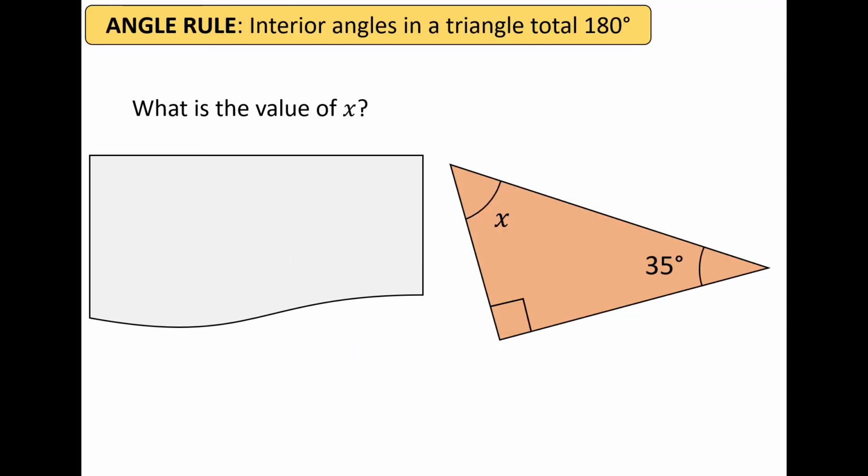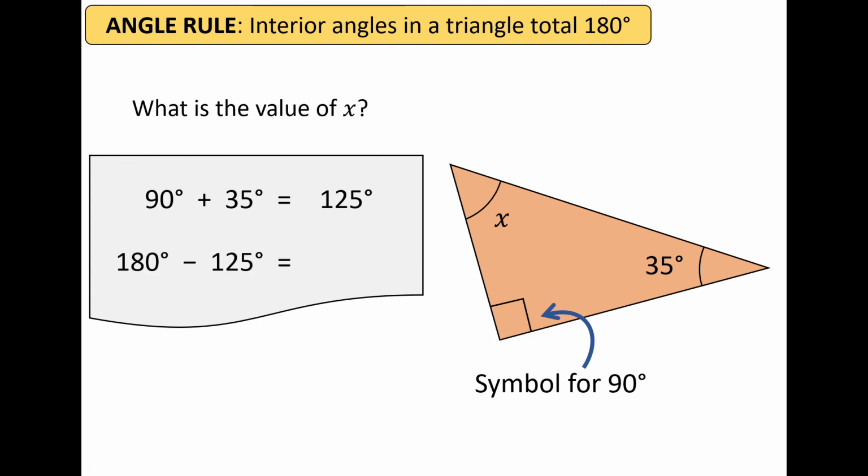Alright, on to our next type of triangle, and the most obvious thing you should notice here is that the symbol for 90 degrees is there. So we have a right angle triangle. Let's add them up to see what our missing angle will be. So 90 degrees plus 35 is going to give us 125, and then 180 minus 125 is going to leave us with 55.